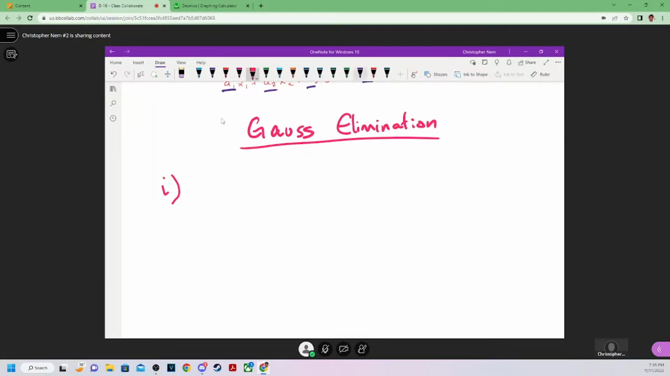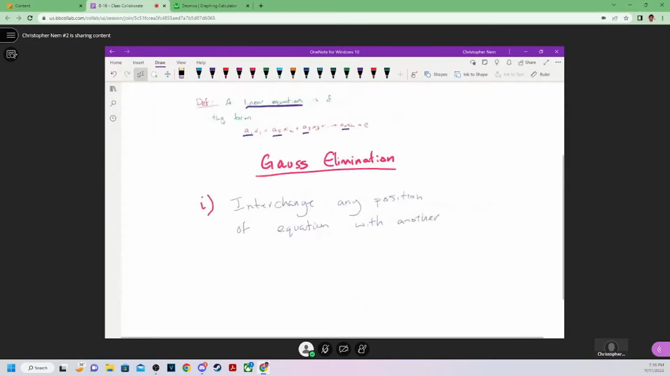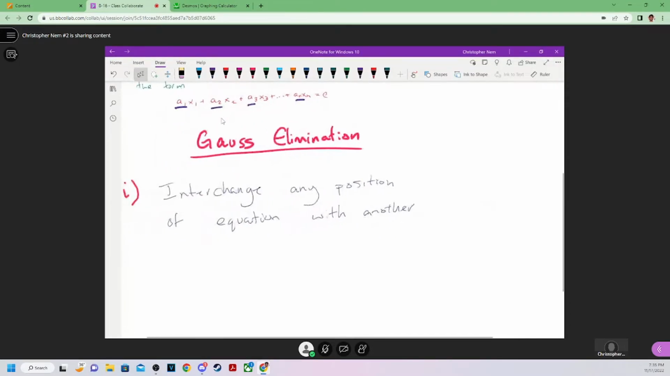The new thing that we're going to add is that I can interchange any position of equation with another. And I'm going to make a problem up just so you guys can see the idea. I can interchange any of them.